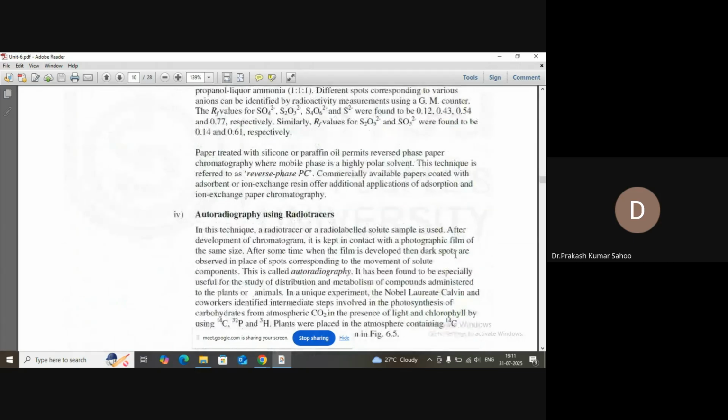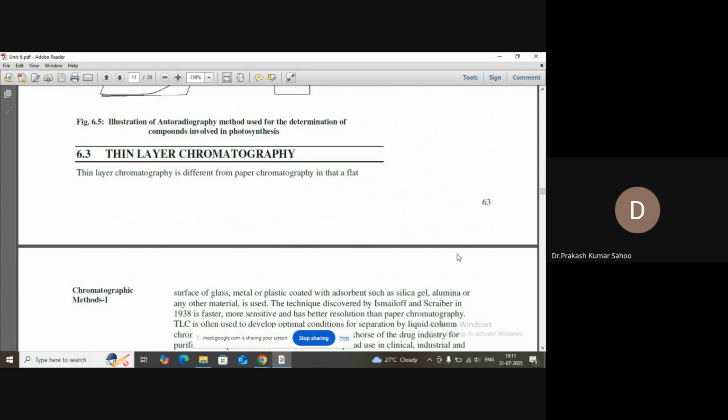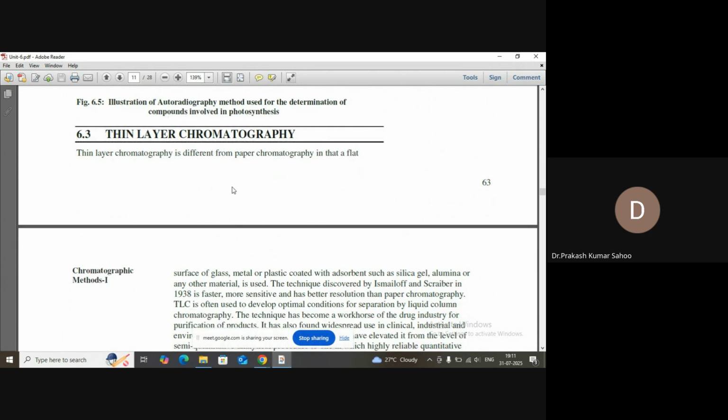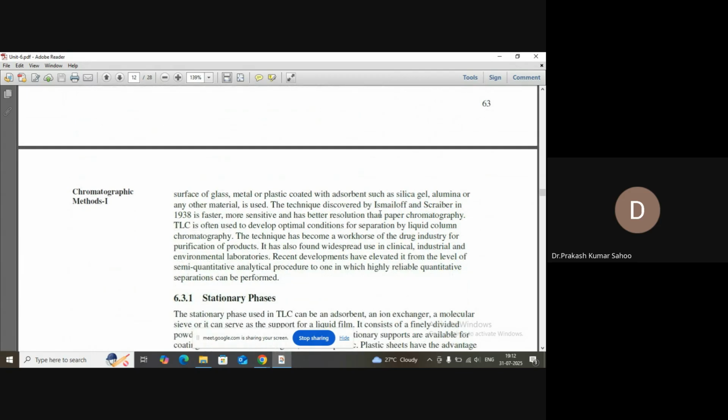Okay. So next we have thin layer chromatography. This chromatography is different from paper chromatography, where a flat surface of glass, metal, or plastic coated with adsorbent such as silica gel, alumina, or any other material is used. This technique was discovered by Izmailov and Shraiber in 1938.